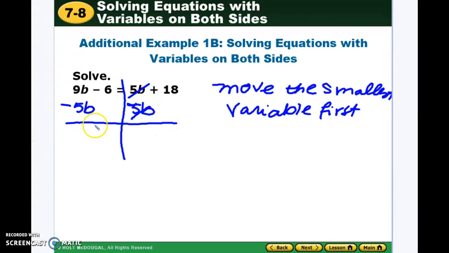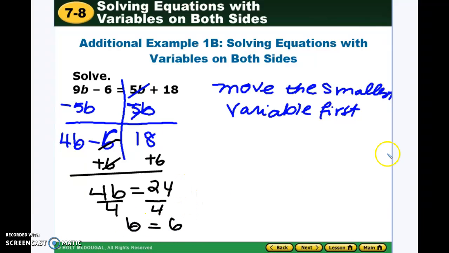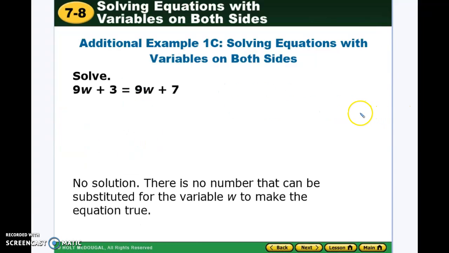So 5b cancels here. We still have 18 in this room. And 9b minus 5b will give us 4b minus 6. And now look at that. This is an easy two-step equation. So we add 6 on both sides, and we get 4b is equal to 24. Divide by 4, and b is 6. Look at how easy that was, right? Okay, so go ahead and try this one yourself. Pause the video and then come back to get the answer.